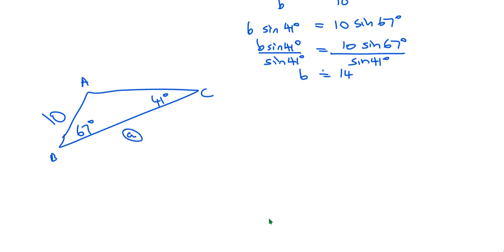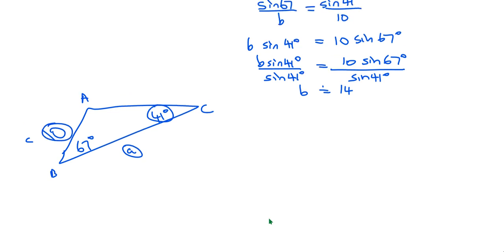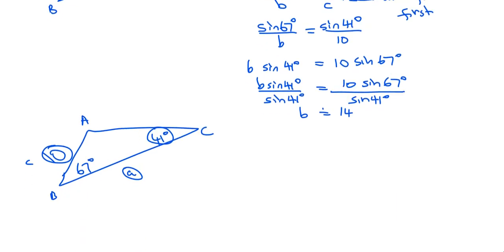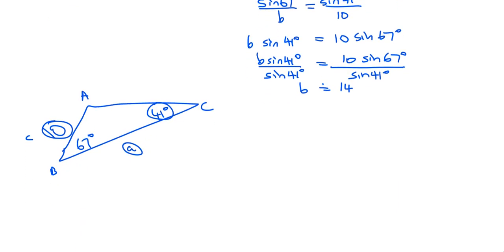So I want to set up the sine law, and I want to solve for little a. But what do I have? I have big C, I have little c. I got that. But I don't have big A. And remember that when we do the sine law, we need the angle and the side across from it in order to set up the ratio. But I don't have the angle across from little a. So what can I do?